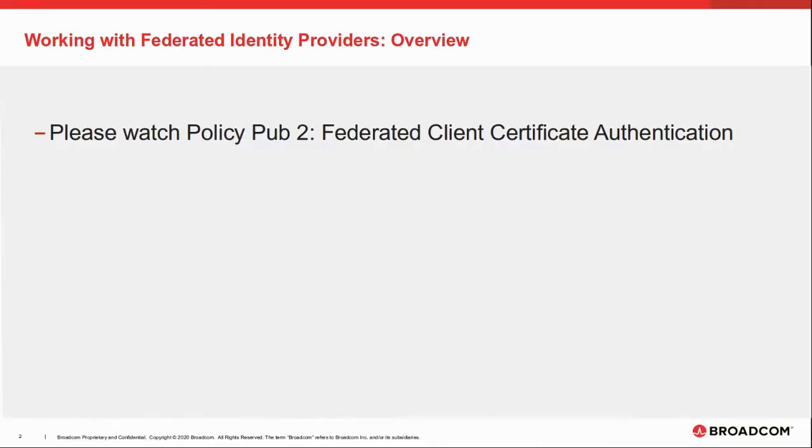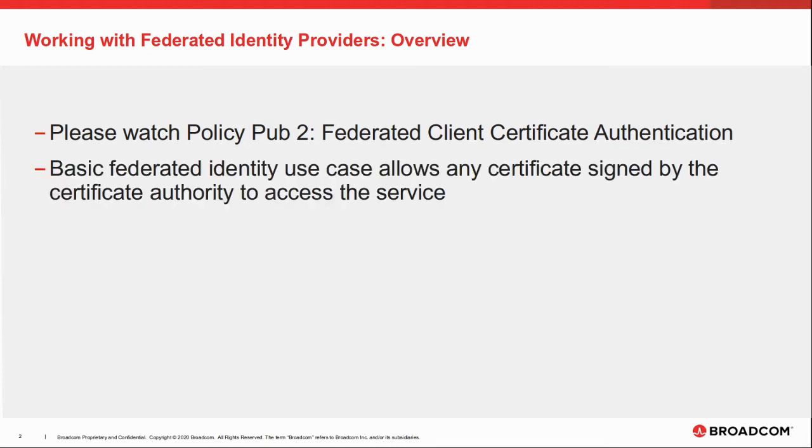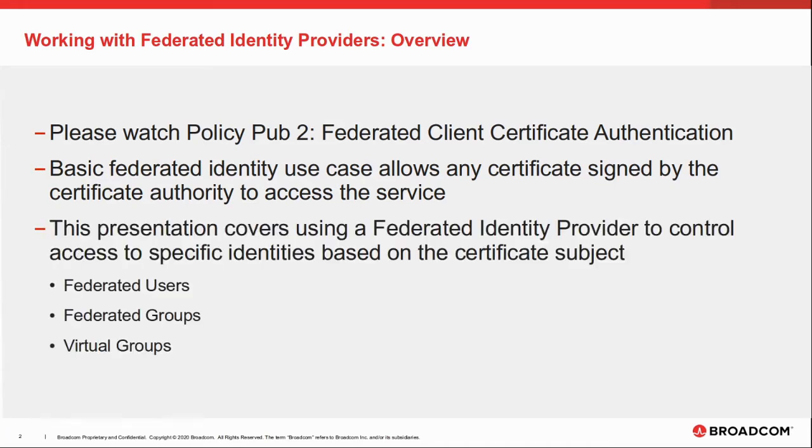Please make sure that you've watched Policy Pub number 2, which introduces us to federated identity providers and federated client certificate authentication. At the end of that presentation, we noted that the basic federated identity use case allows any certificate that was signed by the certificate authority to access a service, and that might not be very desirable. So in this presentation, we'll cover how we can control access to specific identities based on the certificate subject.